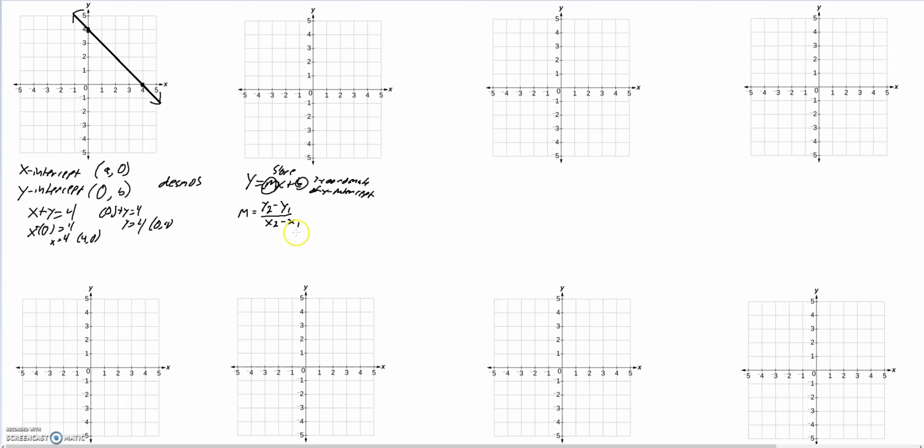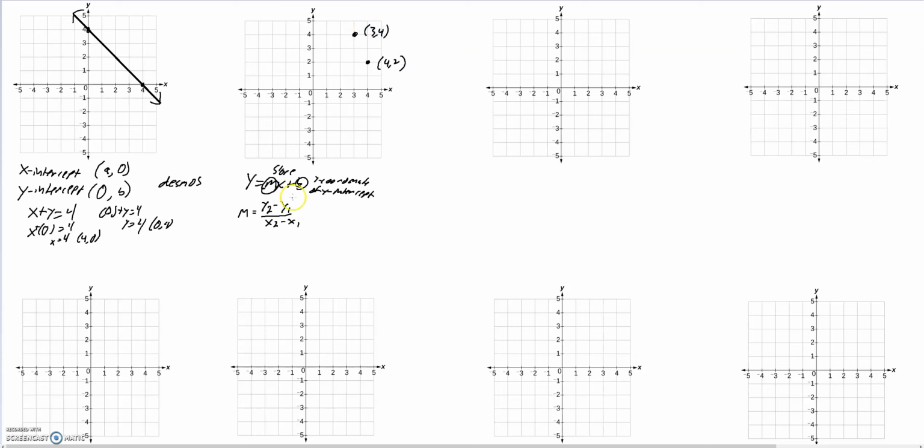Okay? Now let's go ahead and take a look to see how we can find the slope if we're given a couple of points. So let's say they give us this point here and this point here. Okay? Now we'll note that this point here is (4, 2). This one here is (3, 4). Okay?